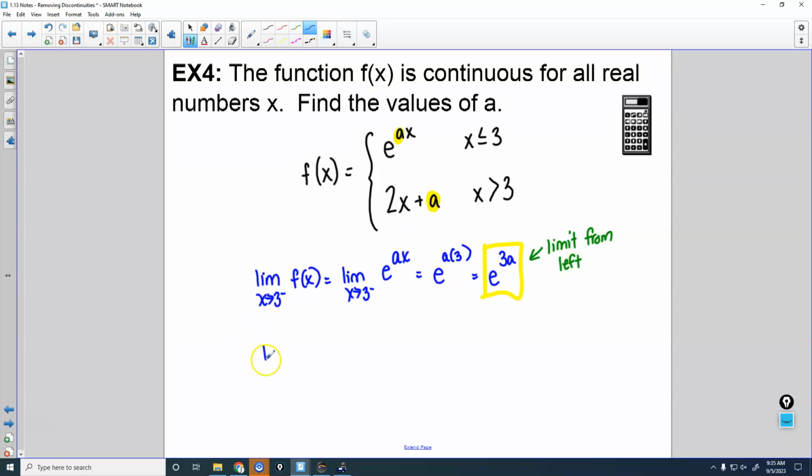We also need the limit from the right. So limit as x approaches 3 from the right of f of x is going to be the limit as x approaches 3 from the right of the bottom function, 2x plus a. And we're going to plug 3 in for our x coordinate. So that would be 2 times 3 plus a. That would be 6 plus a.